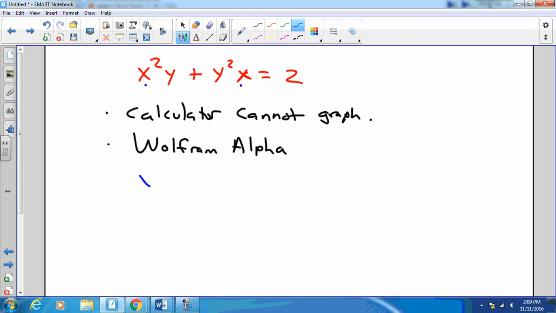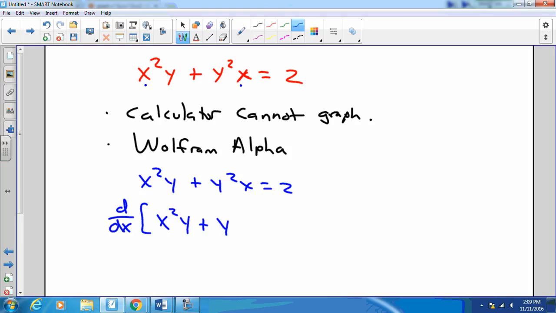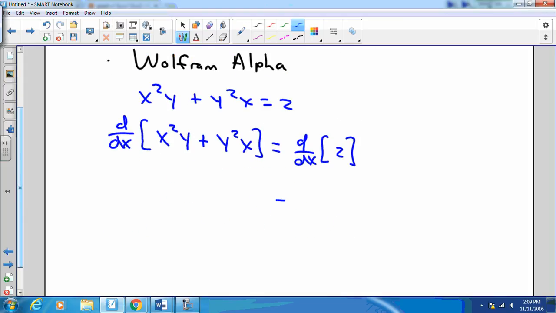Okay, so to find dy/dx, we're going to walk through the process of taking a derivative with respect to x on both sides. And again, the logic is that if x squared y plus y squared x must be 2, then the rate of change of x squared y plus y squared x must equal the rate of change of 2. So we d/dx both sides. On the right-hand side, easy, 0. On the left-hand side, we're going to walk through carefully taking the derivative.